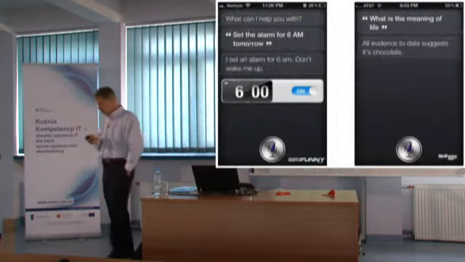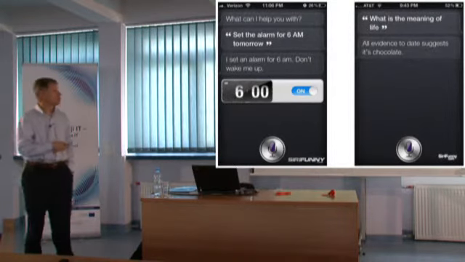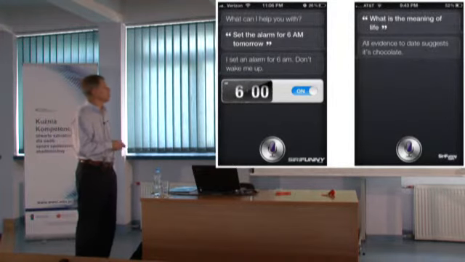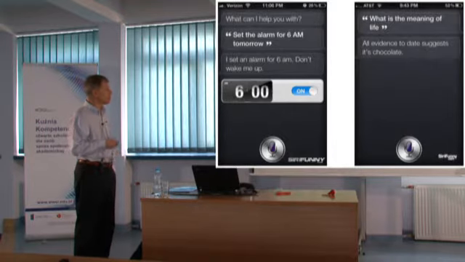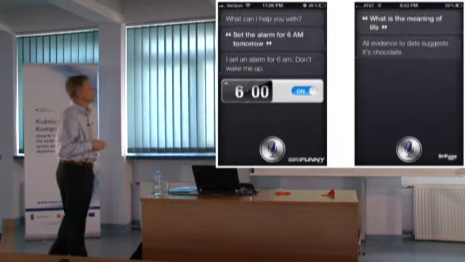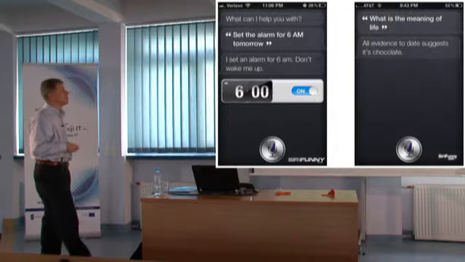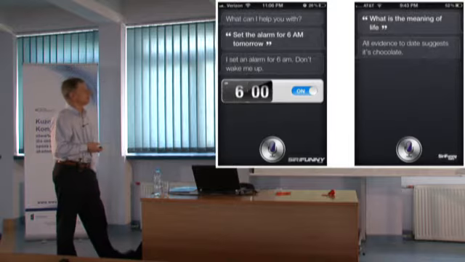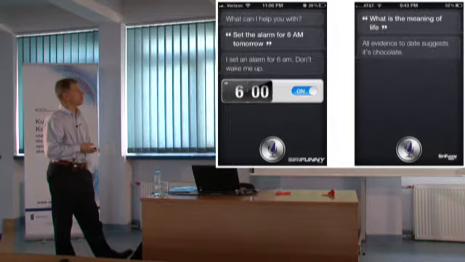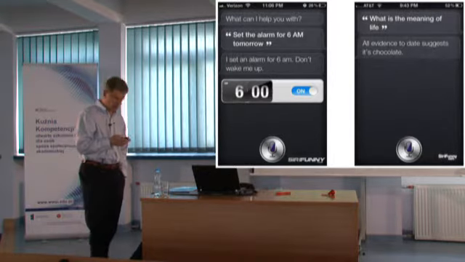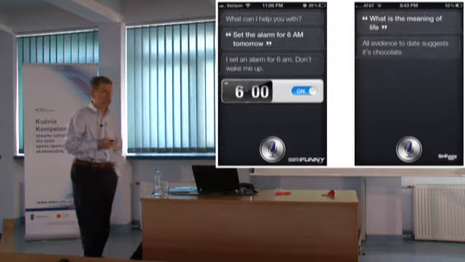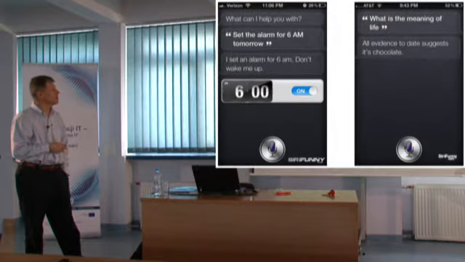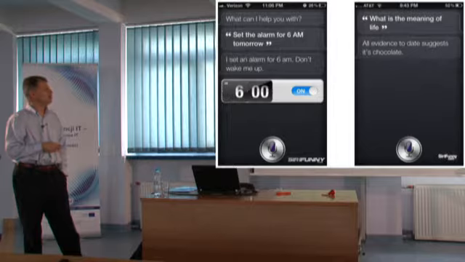Sometimes these short command-like dialogues are funny. Okay, so here is an example from a website called sirifunny.com. You can find many more funny examples there. So you have the command, set the alarm for 6 a.m. tomorrow, and Siri somehow provides the answer, I set an alarm for 6 a.m., don't wake me up. All right, I don't know if it's intentional or it is some mistake in the language model, but it's definitely funny. What is the meaning of life?